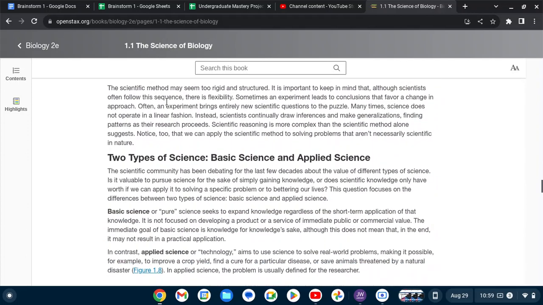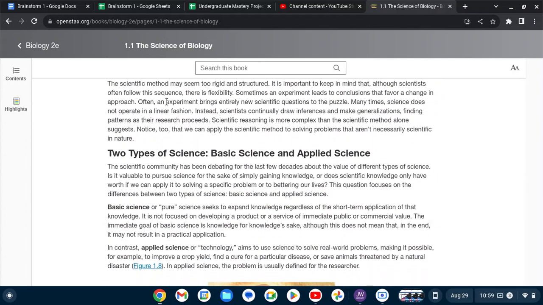Some connections. The scientific method may seem too rigid and structured. It is important to keep in mind that although scientists often follow this sequence, there is flexibility. Sometimes an experiment leads to conclusions that favor a change in approach. Often, an experiment brings entirely new scientific questions to the puzzle. Many times, science does not operate in a linear fashion.